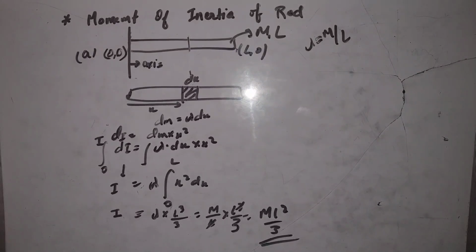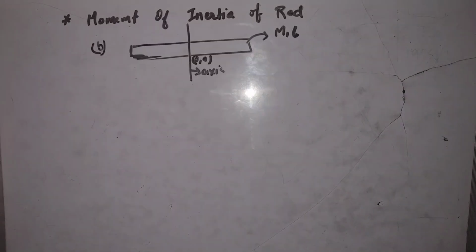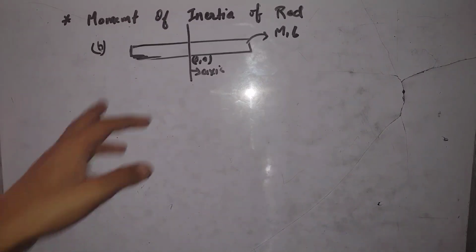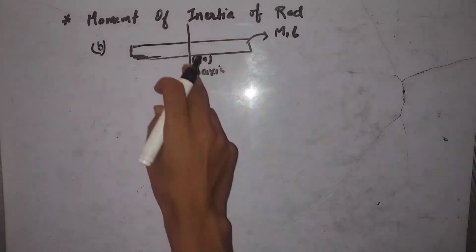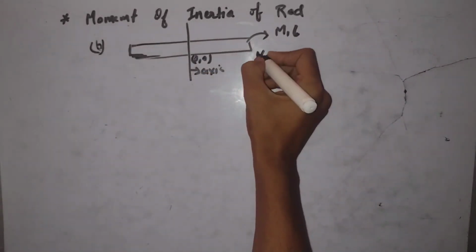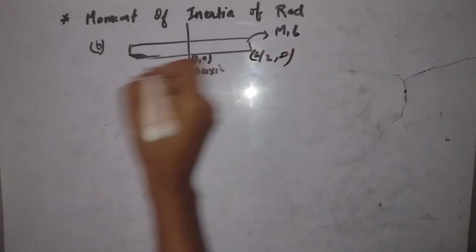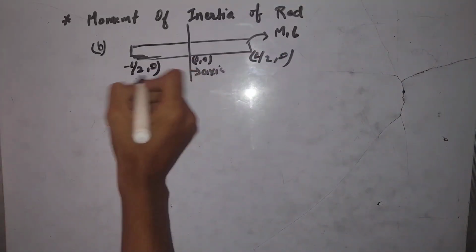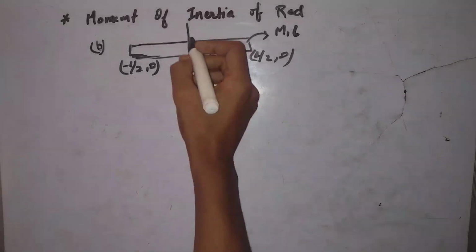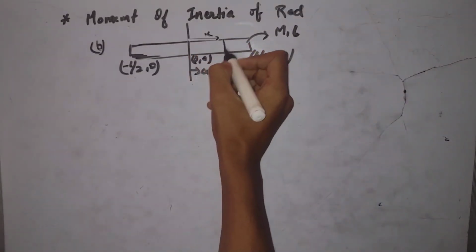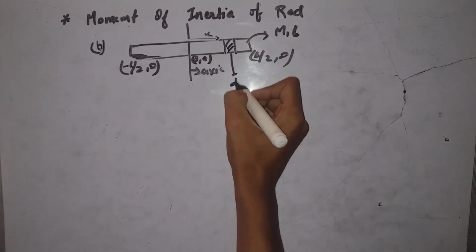Okay, so let's calculate the moment of inertia in the second case. This is a rod of mass m and length L, and the axis is passing through the midpoint, the center of the rod. If this is 0, we can call this L by 2, and this minus L by 2. We can find the moment of inertia by the same technique. Again we go to a distance x, and choose a differential element dx.